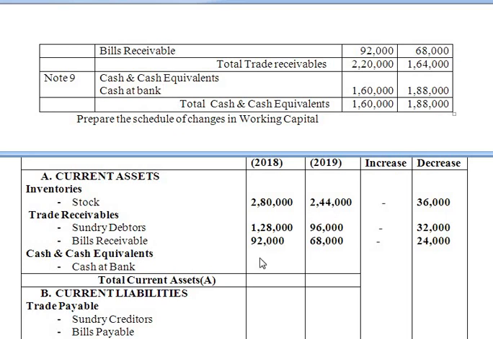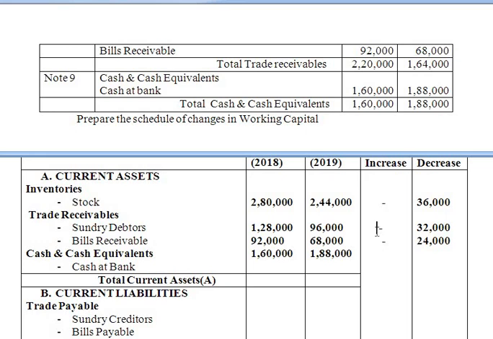Okay, the amount of cash at bank for the year 2018 is 1,60,000, and for the year 2019 it is 1,88,000. Again there is an increase in the amount of current asset.